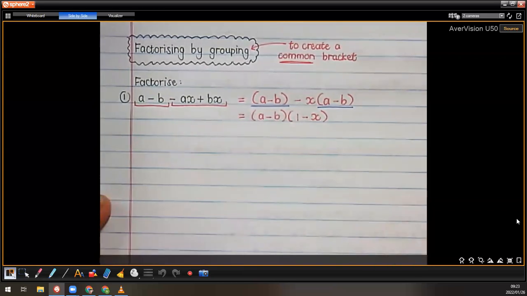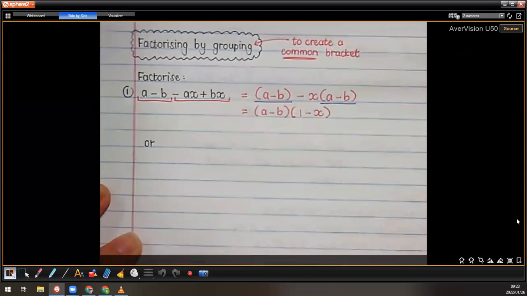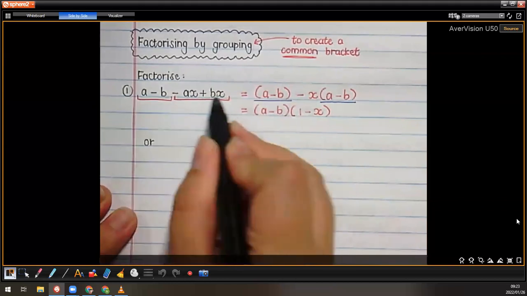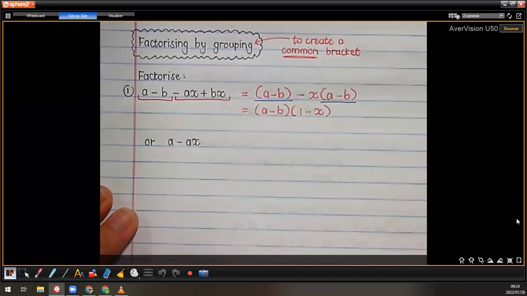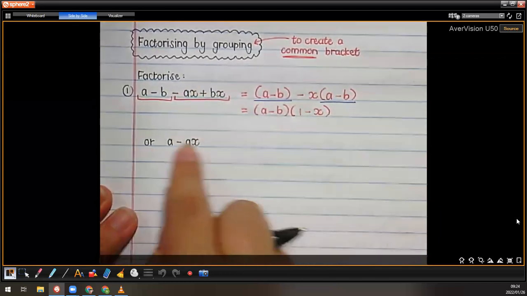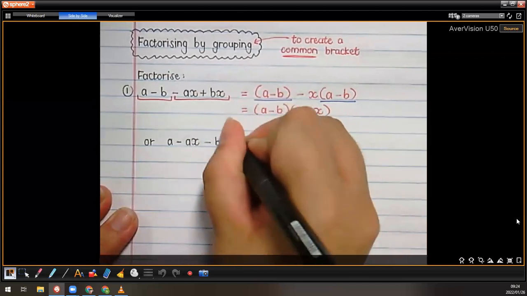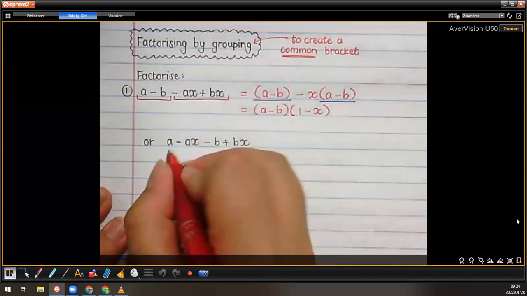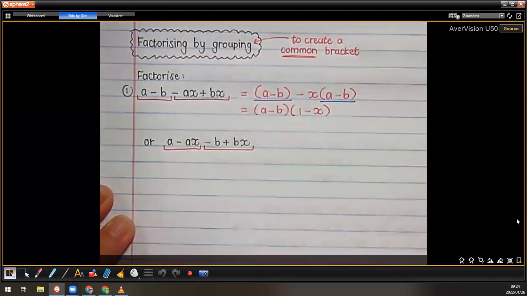Okay, so let's just do that quickly, just so that you could see that there are actually different ways in which you can group. All right, you can move terms around. So you could have changed the order here. You could have said a minus ax. Right, so I'm just putting term 3 next to term 1 so that they're next to each other. And then minus b plus bx. Now I can group terms 1 and 2, and again, terms 3 and 4 in this new order.